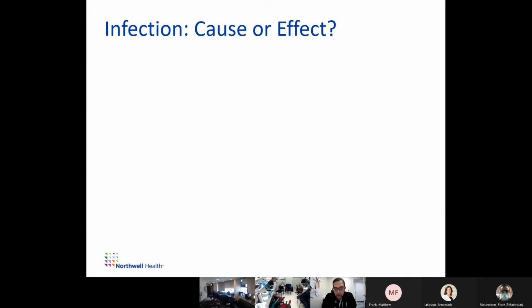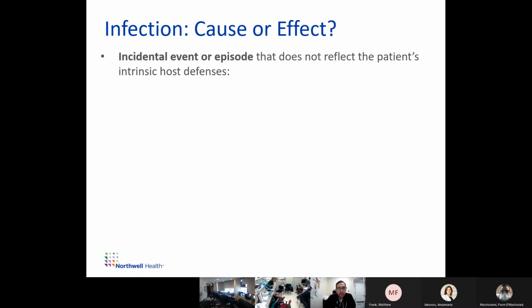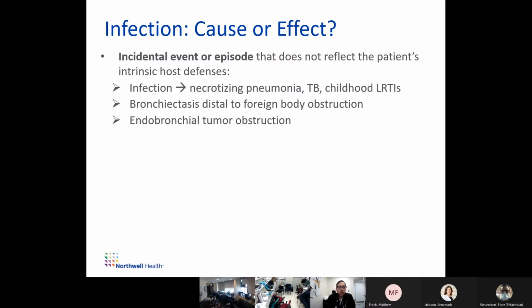So, whenever you look at bronchiectasis, we know that infection is common. They get recurrent exacerbations. And one of the important questions is to identify whether infection is the incidental event or an episode that does not reflect the patient's intrinsic host defenses, or is infection secondary to an underlying predisposing condition.